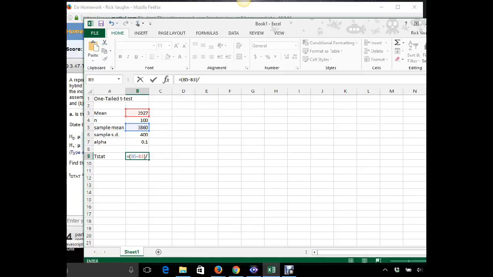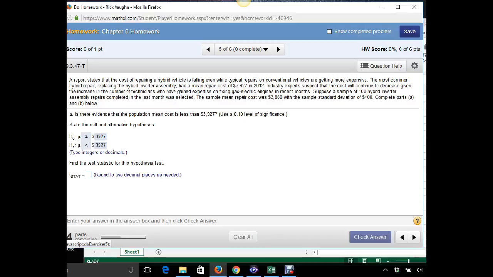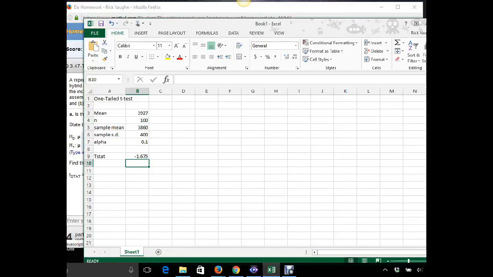And then I'm going to divide by the standard error term, which is going to be the standard deviation of the sample divided by the square root of n, because we're looking at the distribution of means. You could also take this whole denominator term and write it in a separate column as the standard error. Okay, so this is my T statistic. I can be a little bit faster because you can always rewind the video to look at this. So my T statistic is negative 1.675. And now it says round to 2 decimal places, so we'll type in negative 1.68.